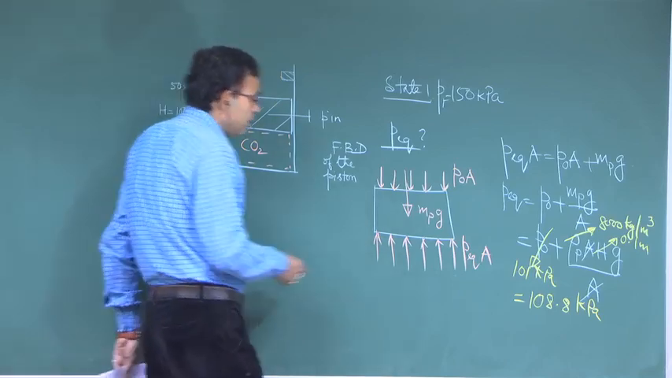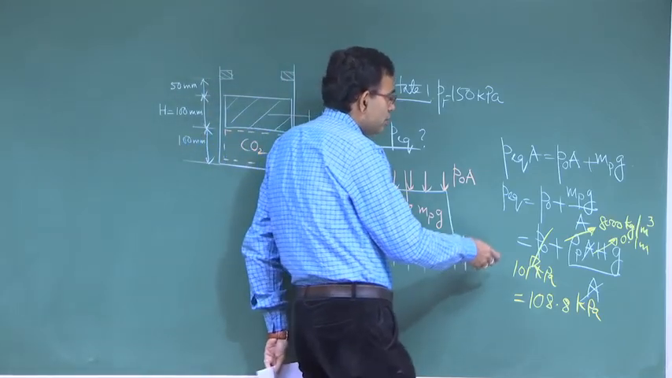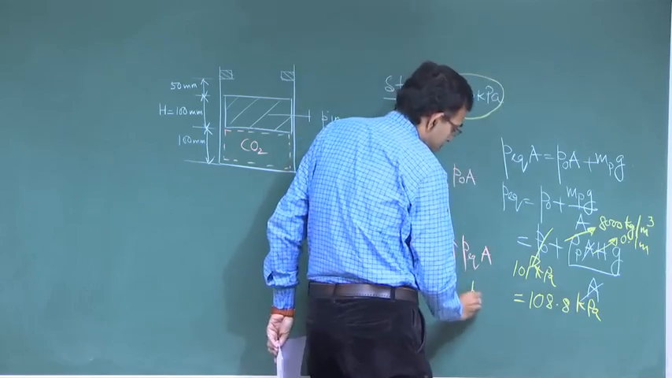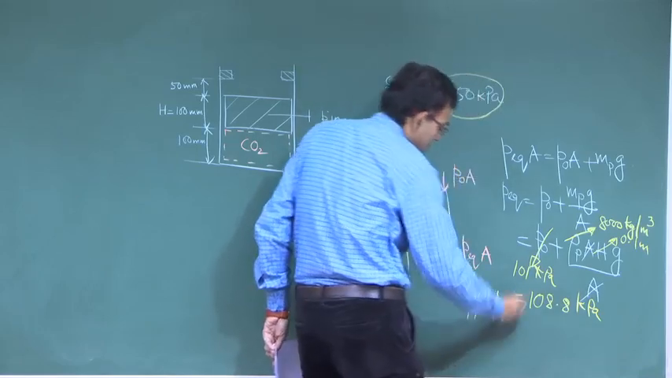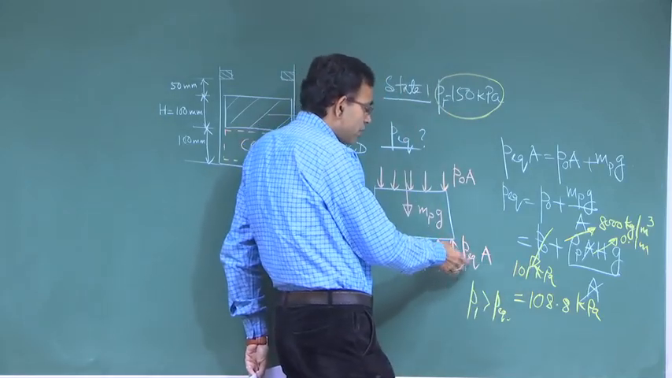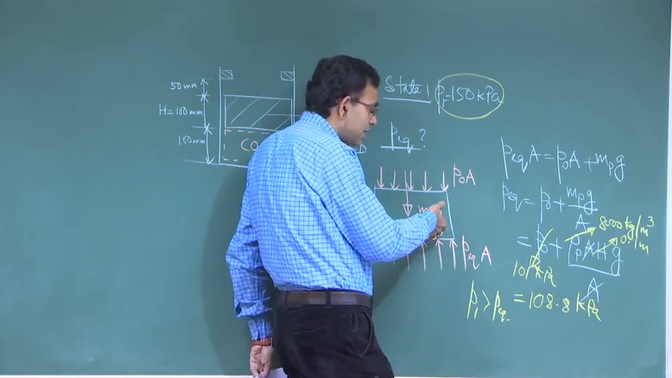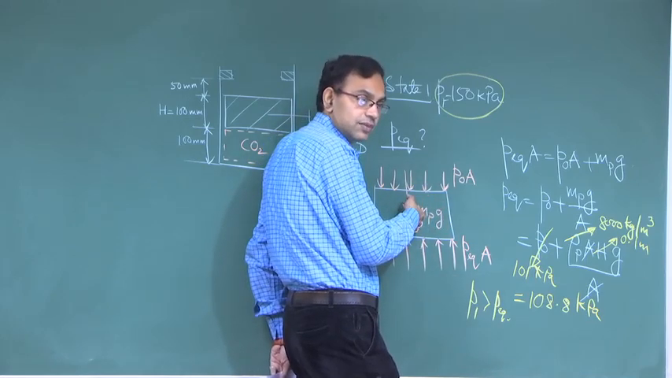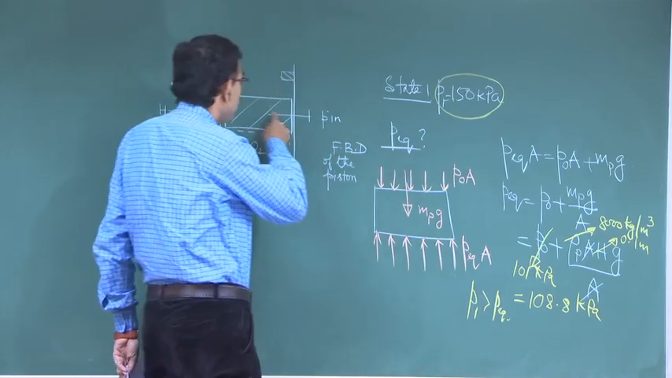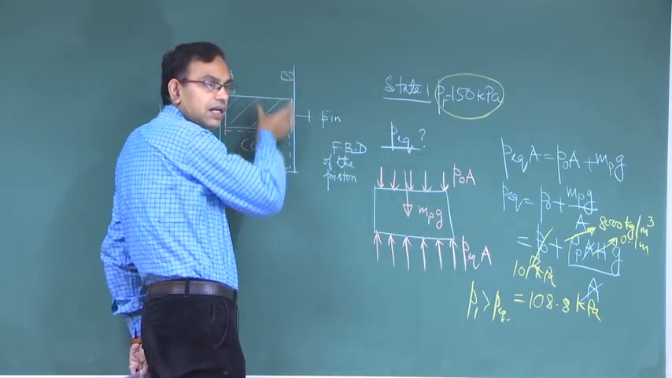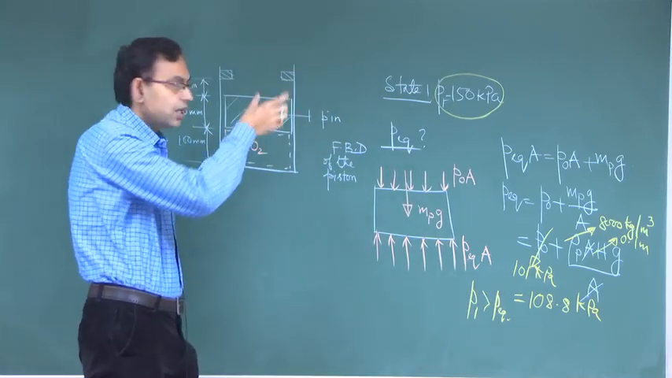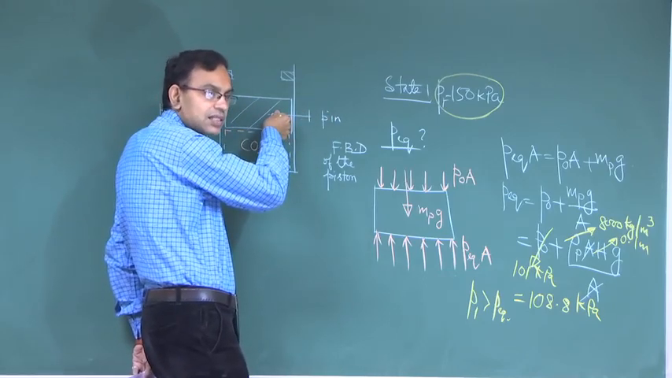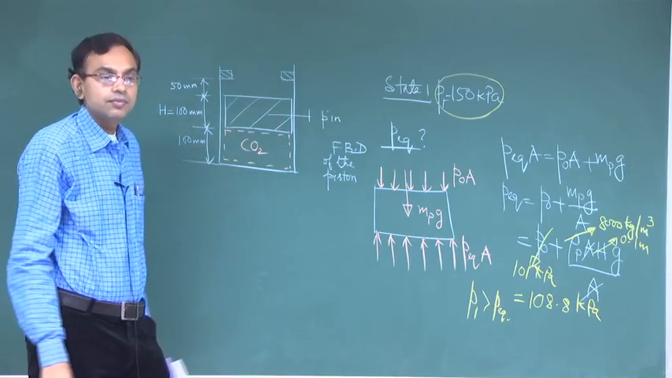So, if this pressure is more than, what is P1? P1 is 150 kilopascal. That means at state 1 the force in the upward direction is greater than the force in the downward direction. Had the pin not been there, the piston would have a tendency to go up. The piston wants to go up and the pin actually restrains it from doing that. Okay.